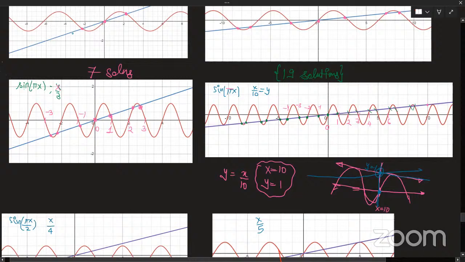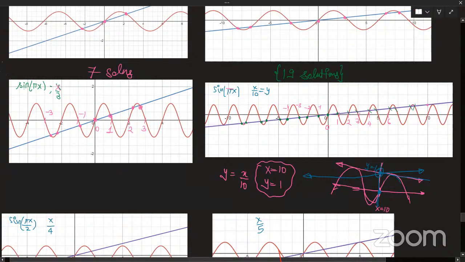See, my line is going something like this. So what is happening is, when x is equal to 10, the y coordinate of this line is already 1. And if I move to its right, I know my line is going upwards. ये तो पहले ही यहाँ पे 1 हो चुका है. And the maximum value that my sine can give is 1.